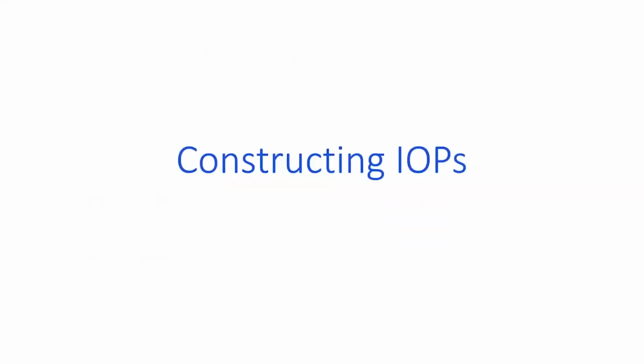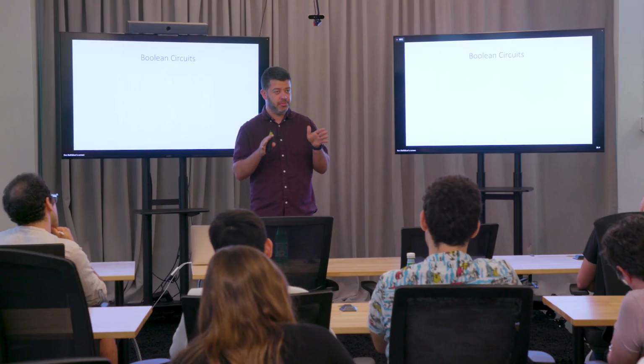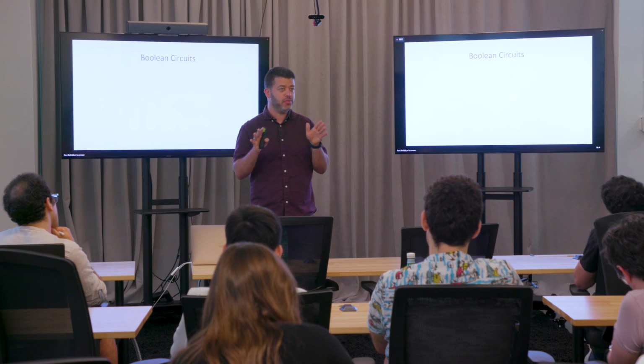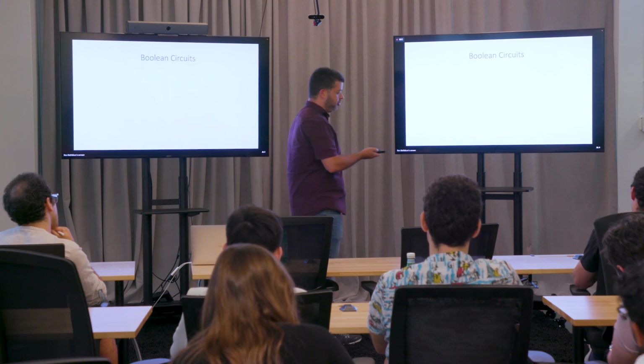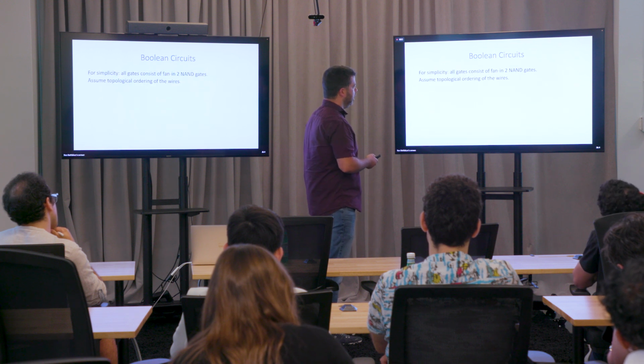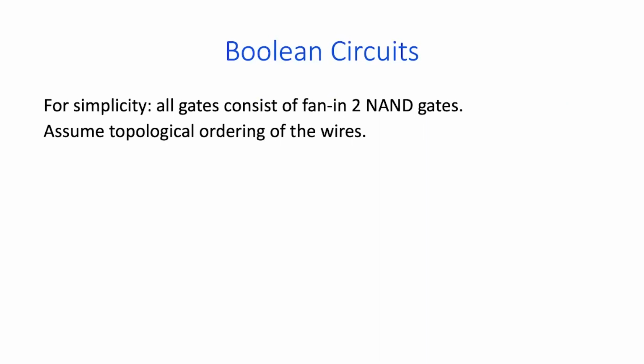Good, so that's all the background that we need, and we can go ahead and construct IOPs. From here on, it's going to be pretty simple, I think. So, we've had all this background. Let's come back again. We're trying to construct IOPs. For the moment, we're not caring too much about efficiency, just how are IOPs born. So we care about Boolean circuits. For simplicity, let's think of our Boolean circuits as fan-in-two NAND gates. So all the gates are fan-in-two NAND gates.